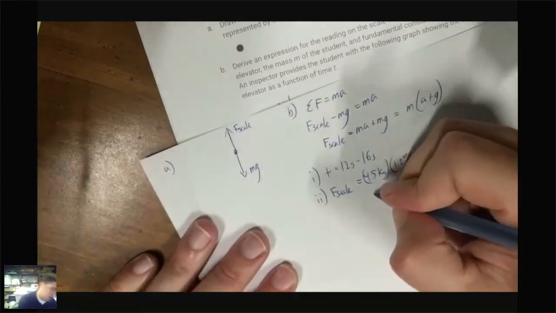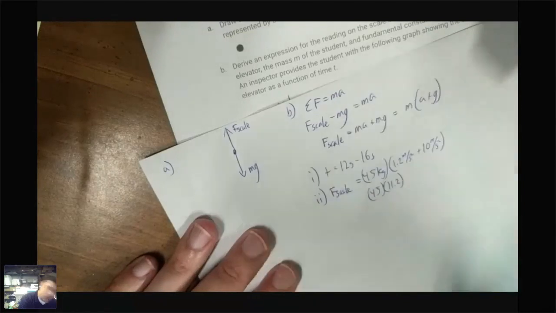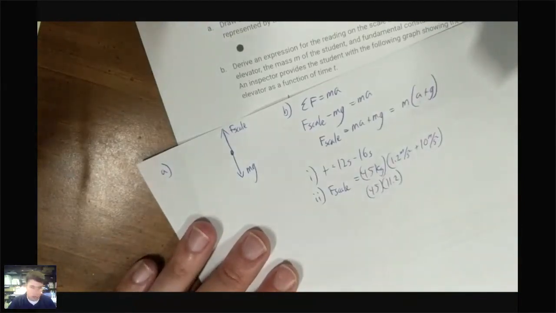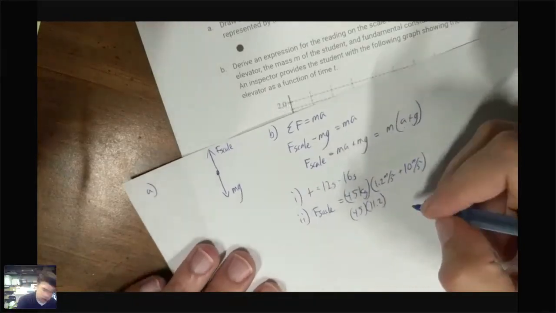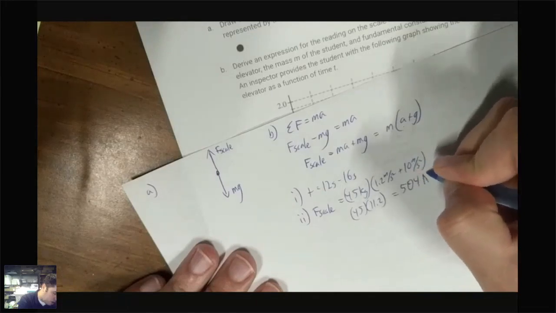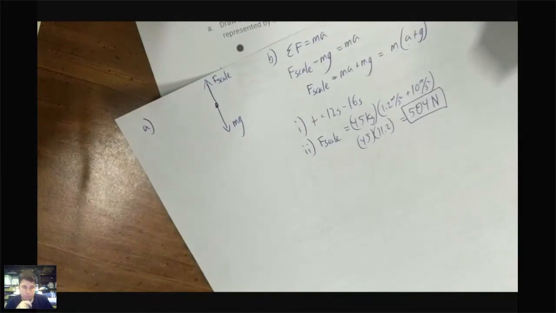So we're going to take 45 and multiply it by 11.2. And when we do that, we'll come up with a number. Let's see, bigger than 450, somewhere around 500. Yeah, okay. So with my calculator here, this comes out to be 504 newtons. And there is my reading on the scale.